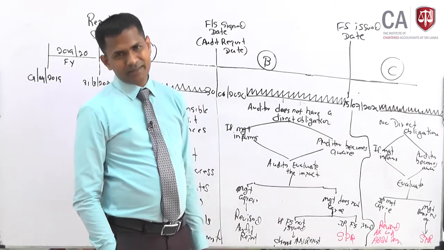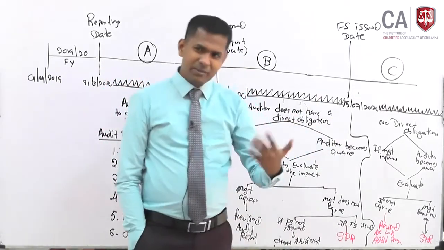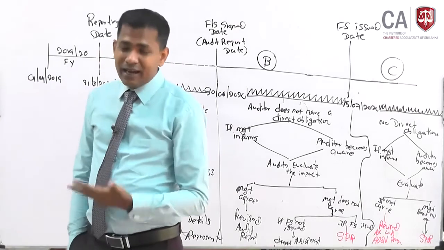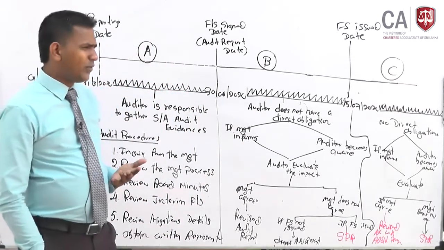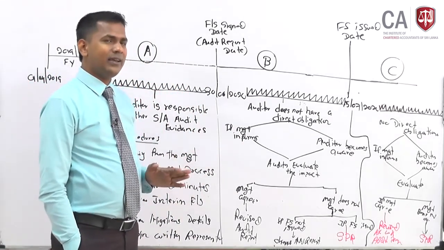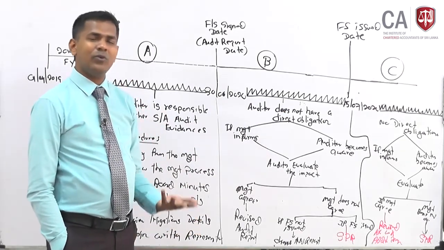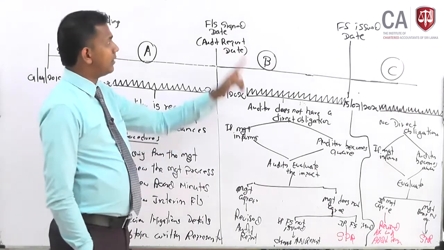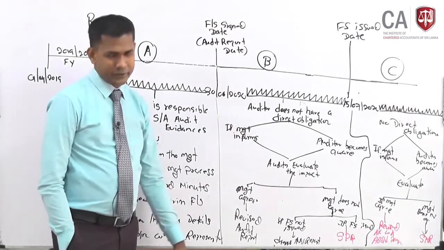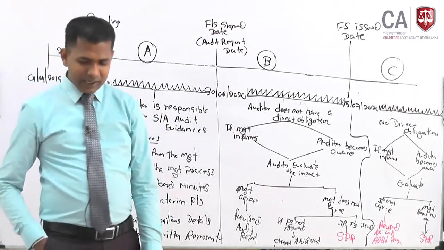The second circumstance: if the management does not agree and says we can't change now, the financial statements have gone to the public, then anyway the audit report has been issued to the public, so there are no other alternatives except seeking to prevent reliance action. Right. I am sure that you are clear with that.